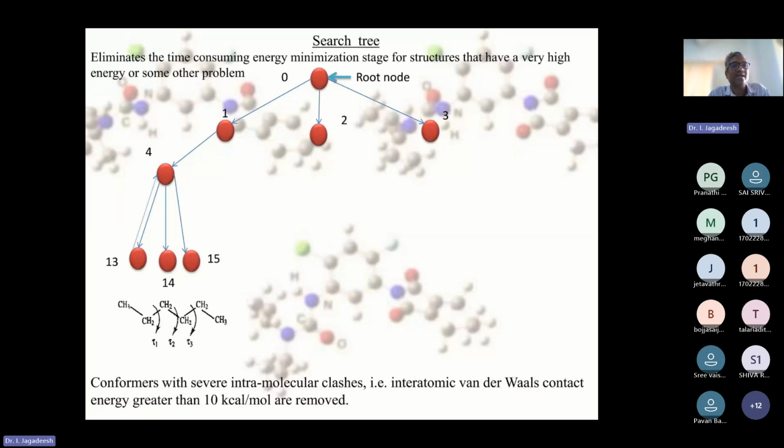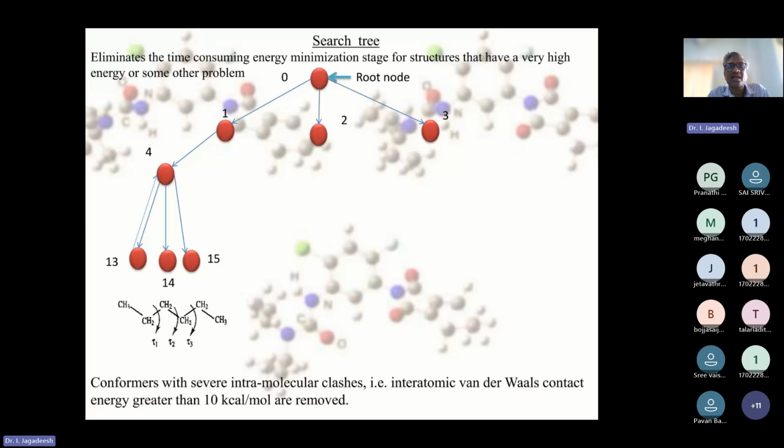In the search tree, what will happen? It will eliminate the time-consuming energy minimization stage for structures that are very large and have a very high number of rotatable bonds. In those cases, you will make a tree.